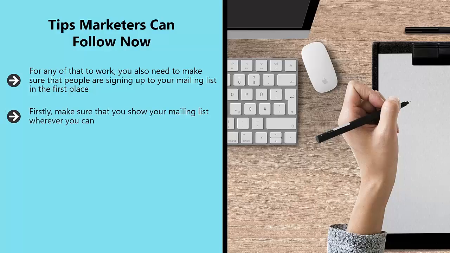Firstly, make sure that you show your mailing list wherever you can. At the very least, that should mean that your mailing list is shown at the bottom of your post. At the same time, though, you can also place this in the sidebar so that your list is visible on every page of your site.